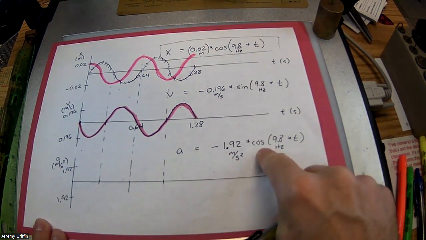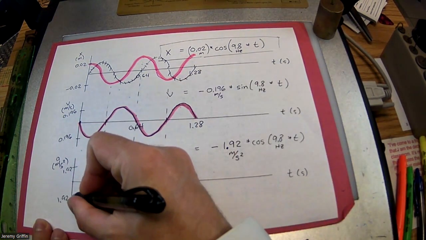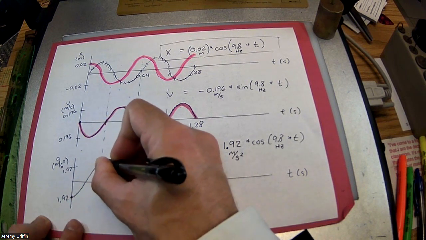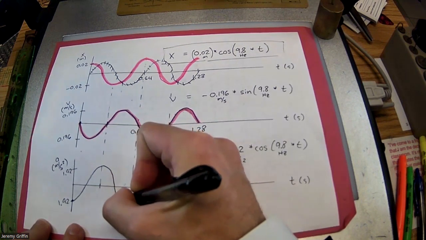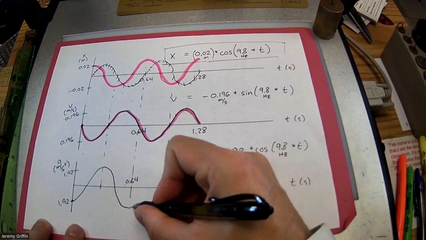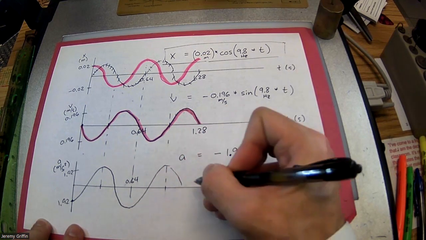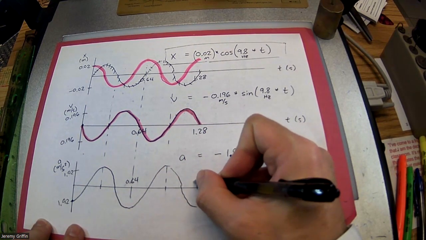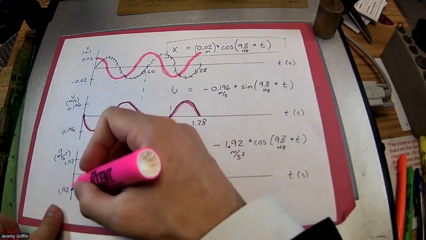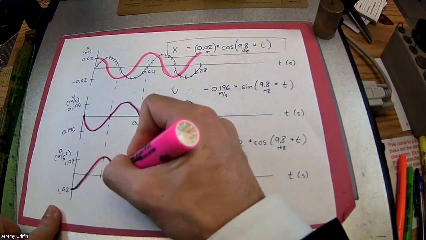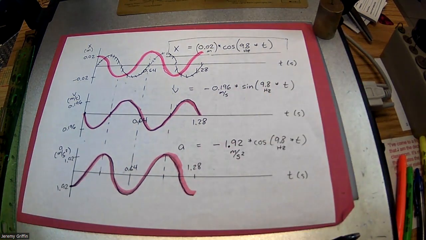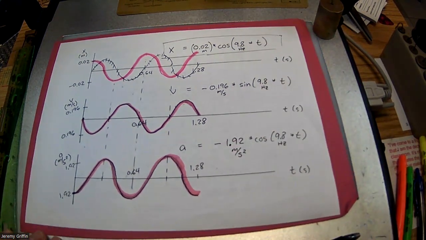Now this is a negative cosine function, so that's going to start down here. And then, let's see, 0.64 seconds, it cycles once, and then after 1.28 seconds, it will cycle the second time. Okay. Just like that. You guys good?